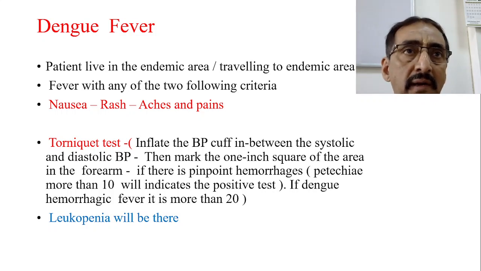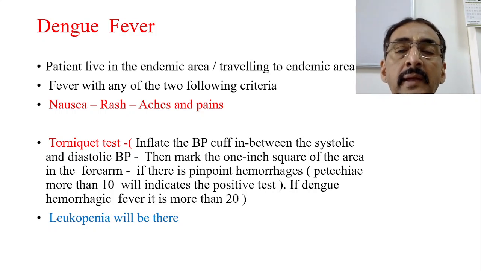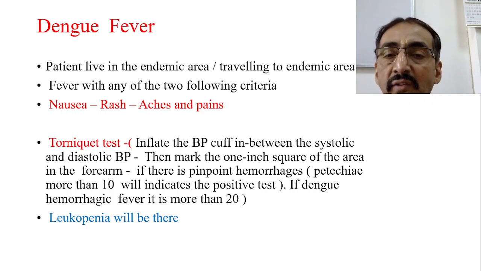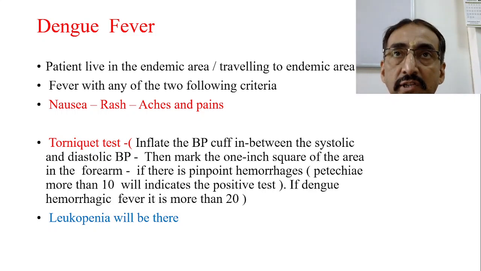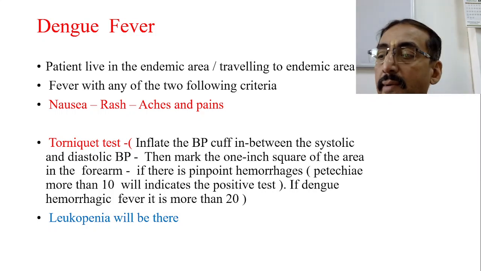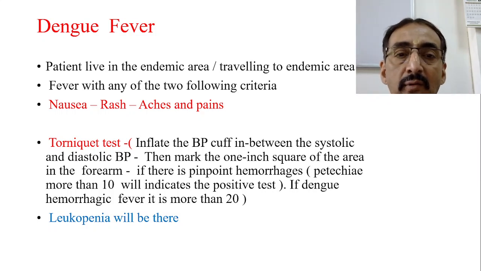Okay, maybe inflate it and keep it at around 100 mm of Hg. Then mark a 1 square inch area in the forearm. Clean it and watch it.